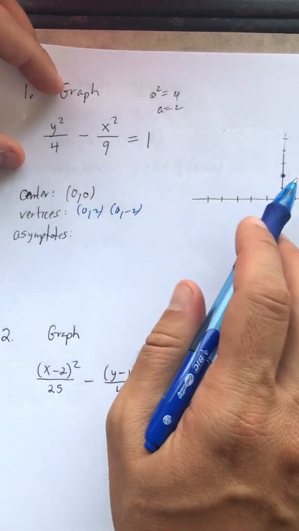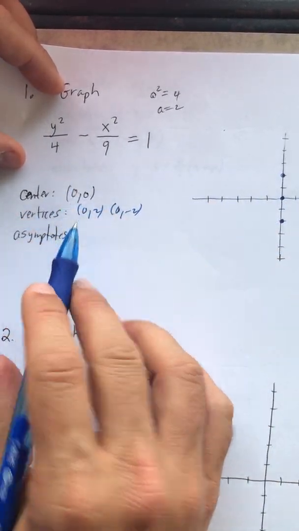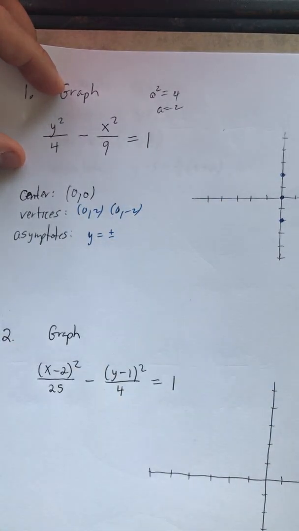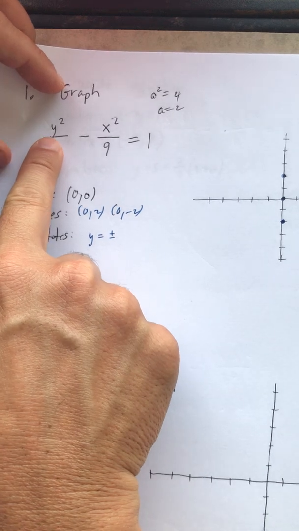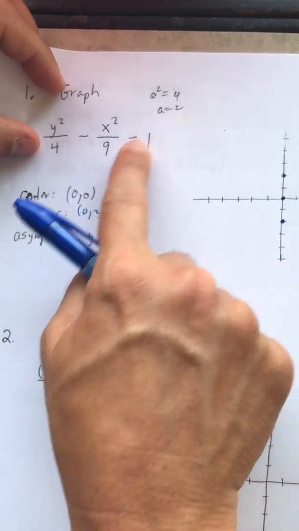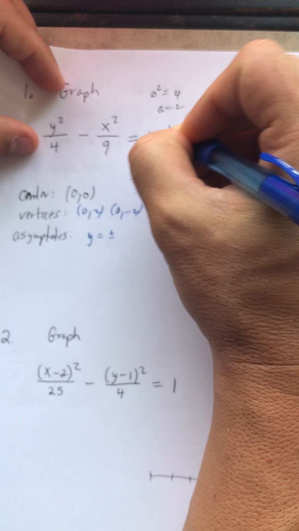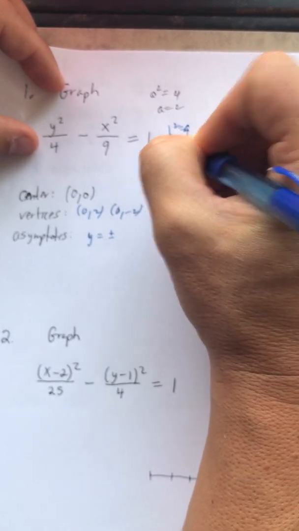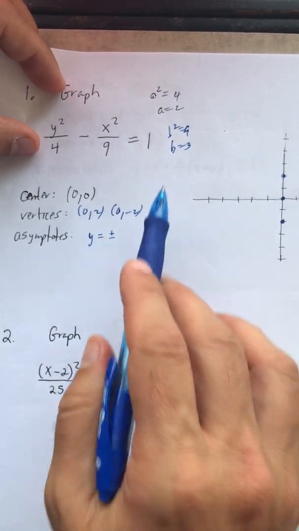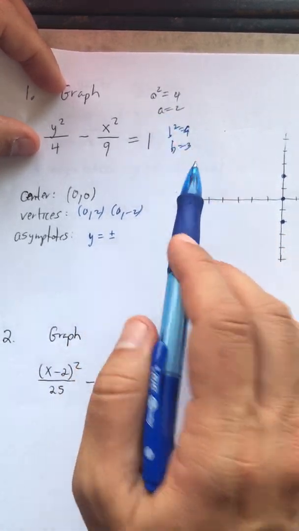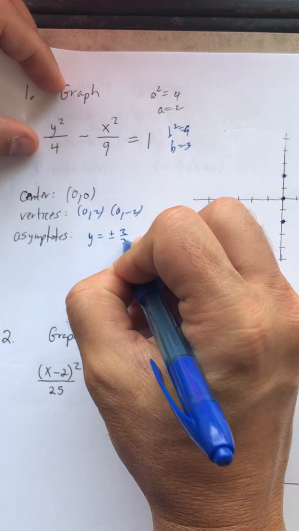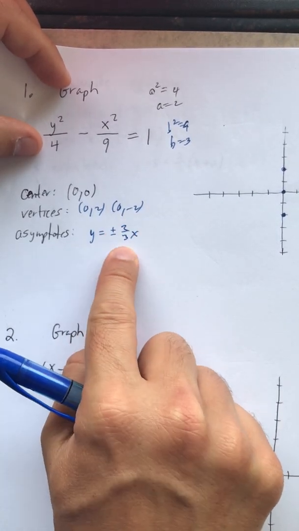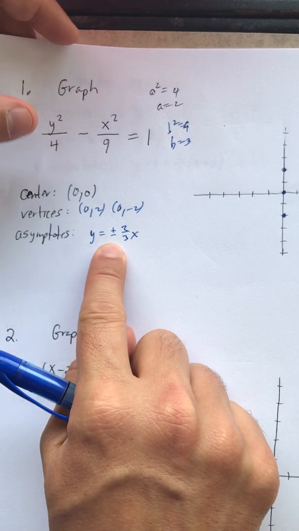Now the asymptotes, since the center is 0, 0, it's just going to be y equals plus or minus. And now, when the y is first, it's a over b. A is 2 and b is 3, right? B squared is 9. That makes b 3. So the slope of those asymptotes are a over b. That's 2 over 3. So plus or minus 2 over 3x. Those are my two asymptotes. One of them has slope positive 2/3. The other one has slope negative 2/3.